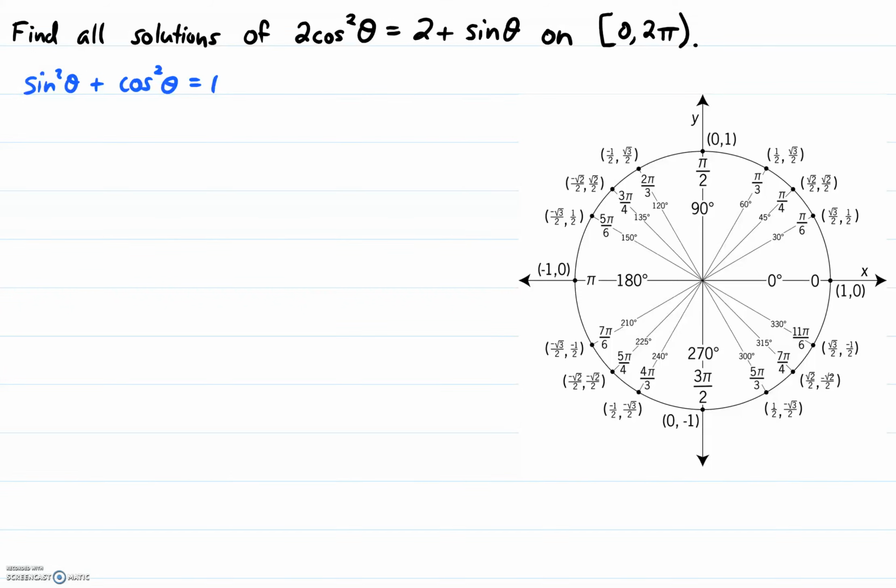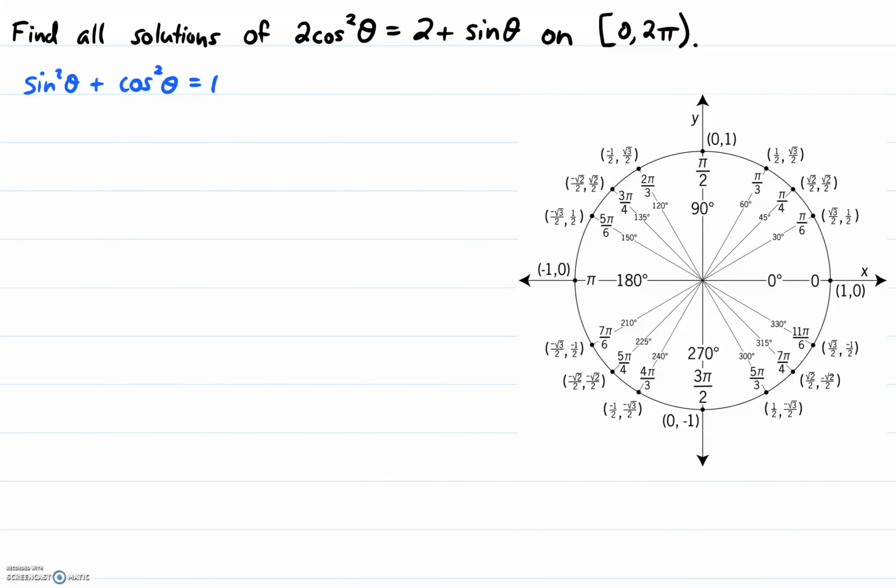In this video, we're going to talk about how to solve the trig equation 2 cosine squared theta is equal to 2 plus sine theta on the interval 0 to 2 pi. Of course, we're going to include 0 if it's an answer because we have a bracket around 0, but we don't have a bracket around 2 pi, so we're not going to include the 2 pi if that were to be an answer.